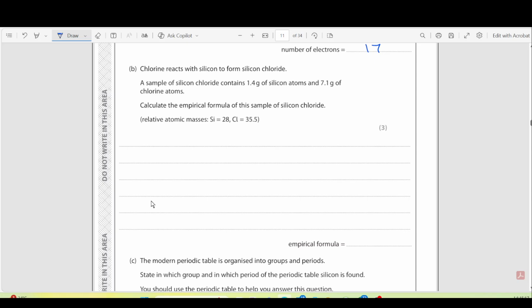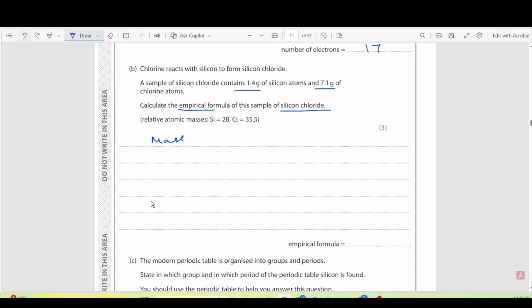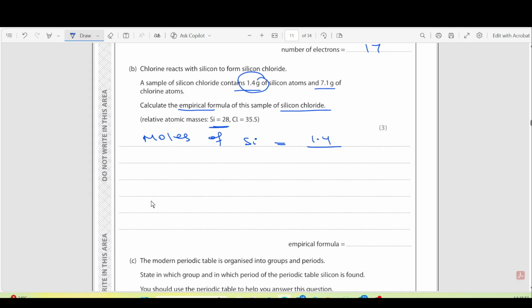Now we have to calculate, we are given the mass of silicon and chlorine, and we have to find the empirical formula for silicon chloride. First I'm finding for silicon. We need to calculate moles of silicon atoms. The mass given for silicon is 1.4, divided by the relative mass, which is 28. If we divide, we'll get 0.05 moles.